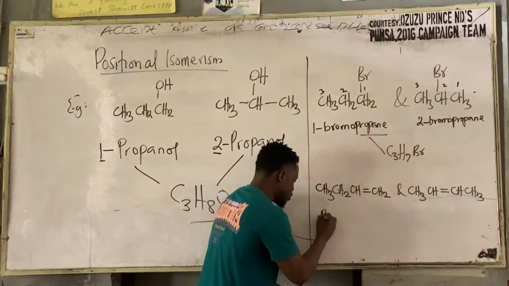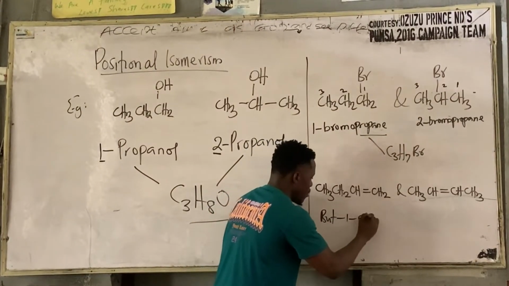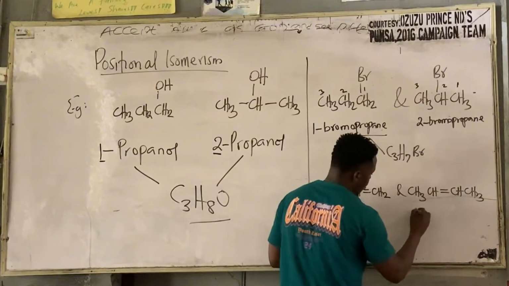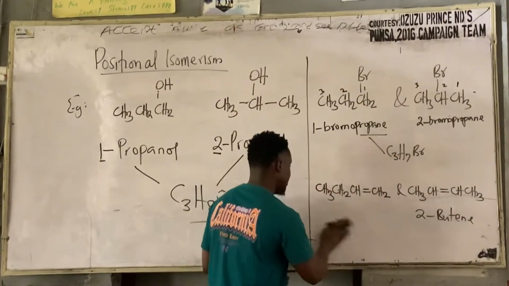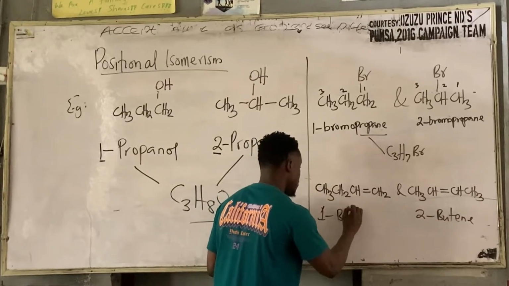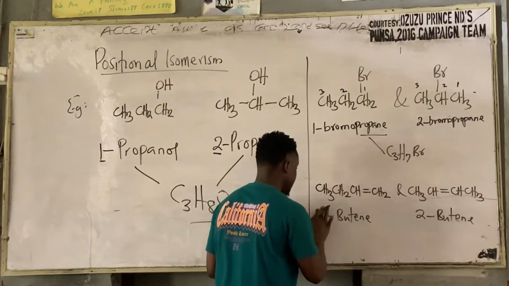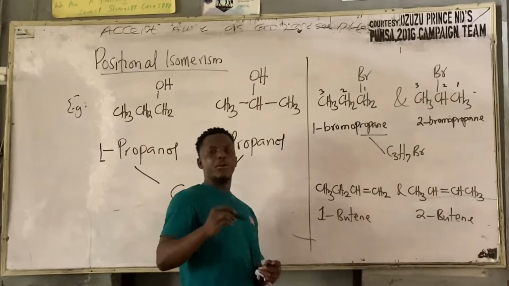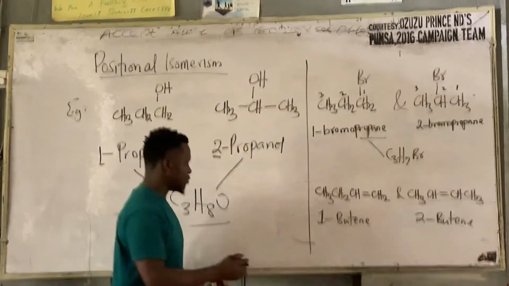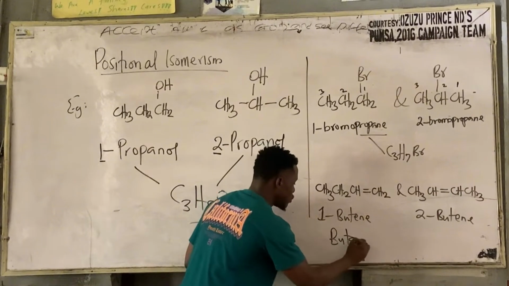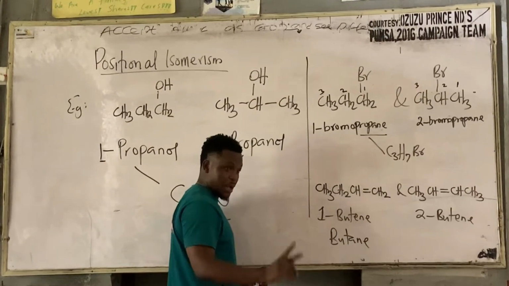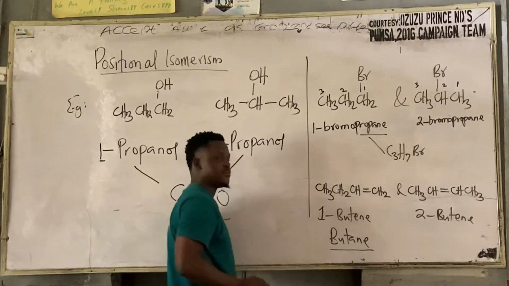So this is good. This is 1-butene, and this is 2-butene. Once a double bond is present in a compound, the 4-carbon alkane is supposed to be named differently.